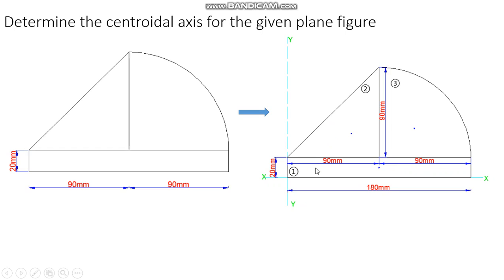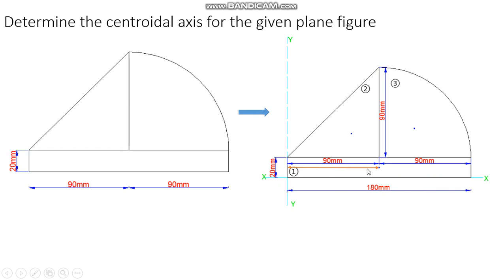The triangle area 2 is half into base 90 into height 90 mm. The third one is this quadrant of radius 90, so area 3 is pi r square by 4, that is pi into 90 square divided by 4. Then you have to take the x1, y1, x2, y2 and x3, y3 distances from the reference axis.